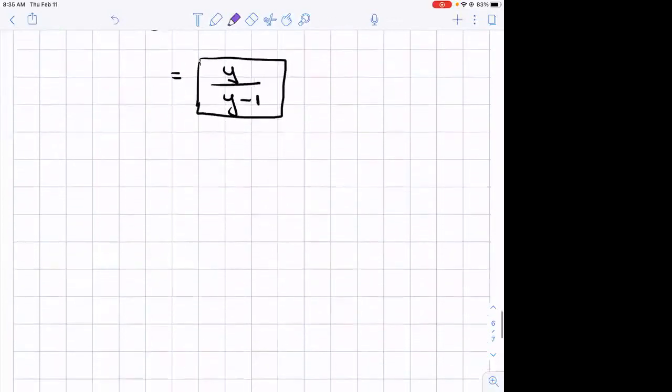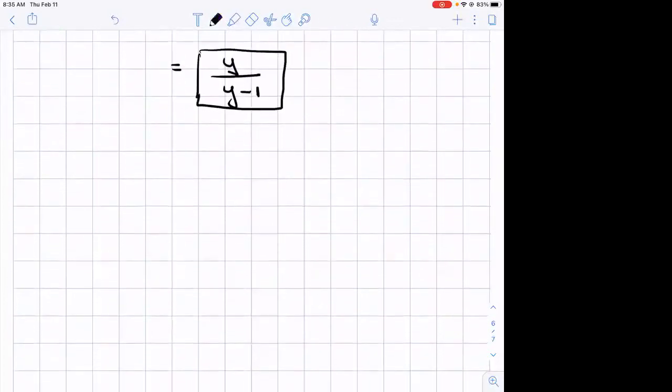So let's look at some examples now with division. Right? Division. So now we want to divide 1 over x squared minus 9 divided by 1 over x squared plus 9.